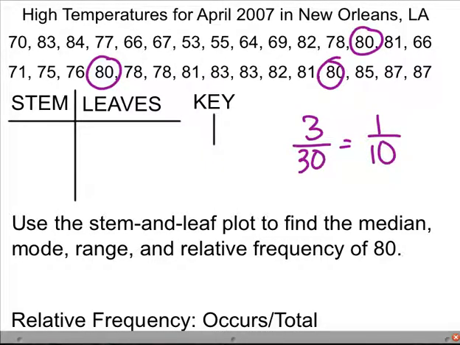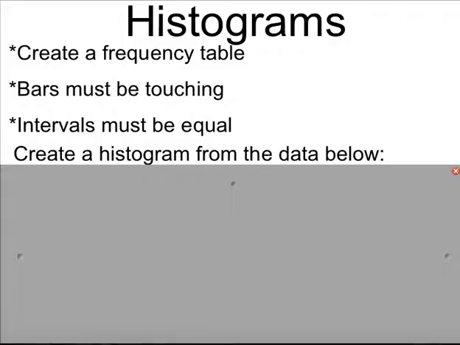It's very similar to probability, but we call it relative frequency because we want to know how many times it occurs versus the total number of times. Now histograms, we create a frequency table. The bars must be touching and the intervals must be equal.